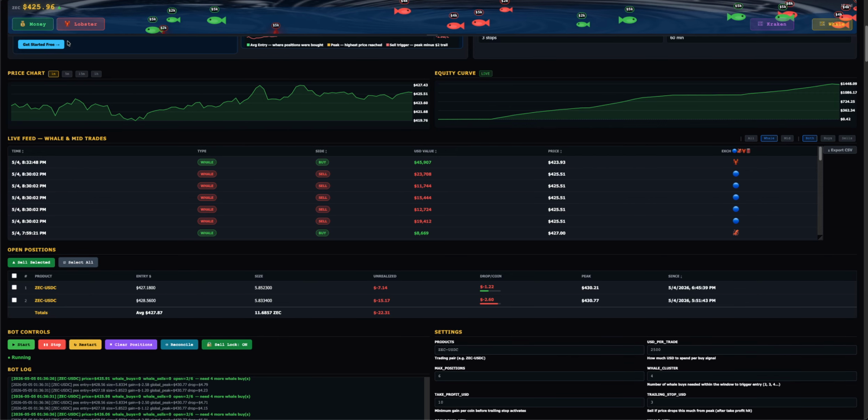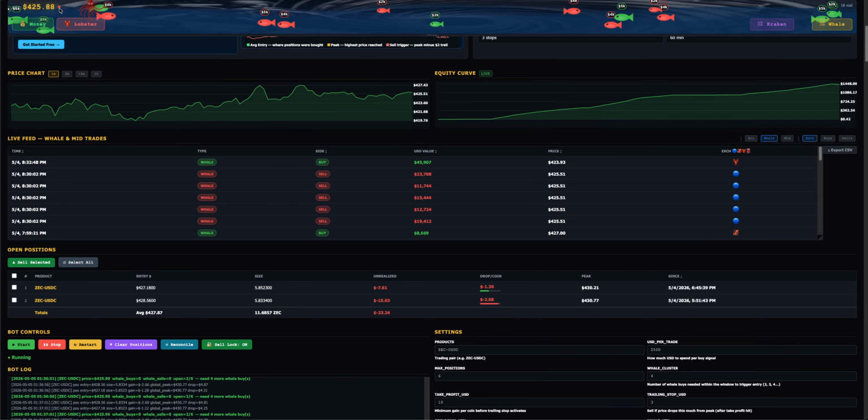So since this is at 425 right now, and it seems like it's gonna go up, but this is posturing by Zcash. You can see it can turn around very quickly. Now it's sell, so it's 424.88 and going down.